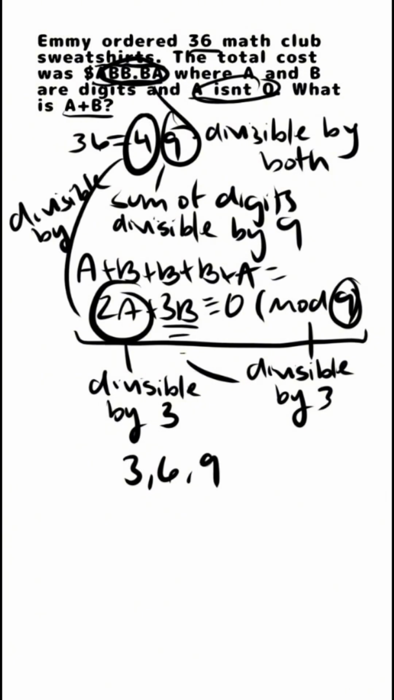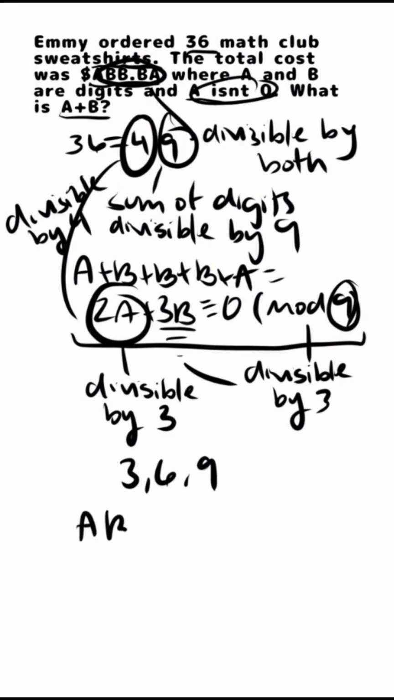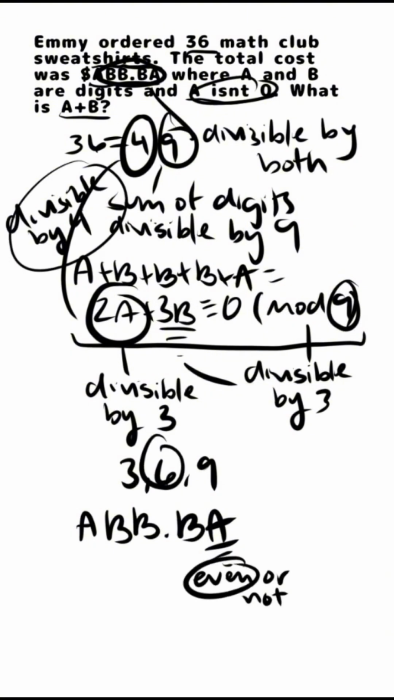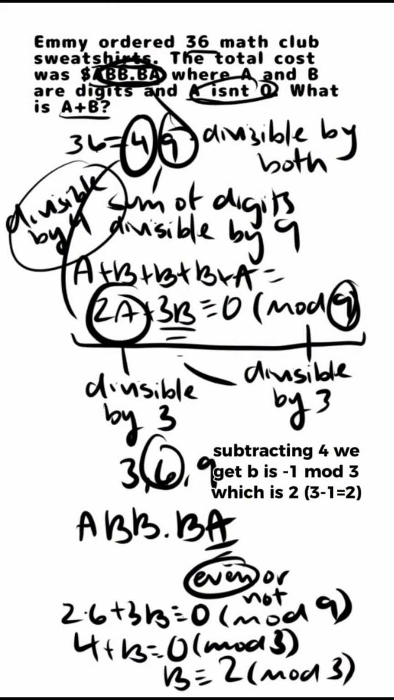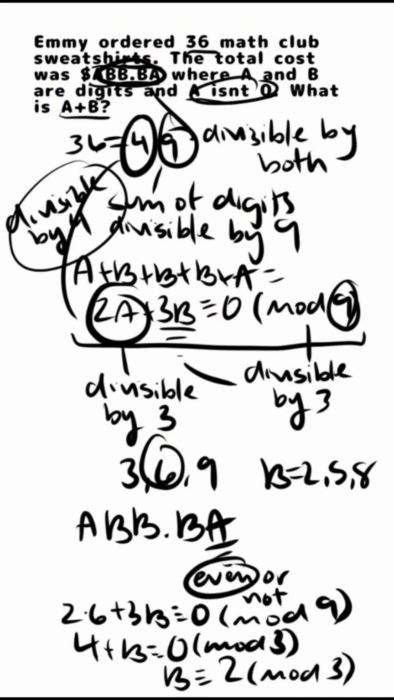We also have to note that this number is divisible by 4, and so it's even. Let's look at the number. The last digit is A, and if the whole number is divisible by 2, A has to be even. So our only option is 6. Plugging this back into 2A plus 3B equals 0 mod 9, we get 2 times 6 plus 3B equals 0 mod 9. And so, dividing this by 3, we get 4 plus B equals 0 mod 3, and so B is 2 mod 3. Because B is a digit, our only options are 2, 5, and 8, and 5 is the only one that will make our number divisible by 4.